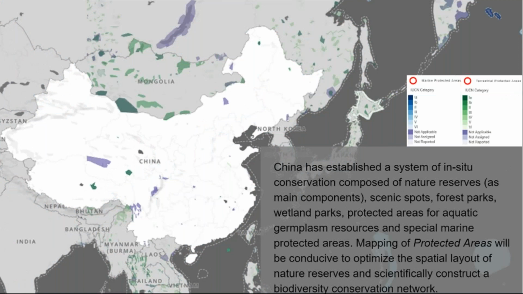Reporting and monitoring the status and changes of Aichi Target 11 elements is crucial to support post-2020 biodiversity conservation. As is shown in the figure, China has established a system of protected areas. Spatial data of protected areas will be conducive to optimize the spatial layout of nature reserves and scientifically construct a biodiversity conservation network. Next slide, please.